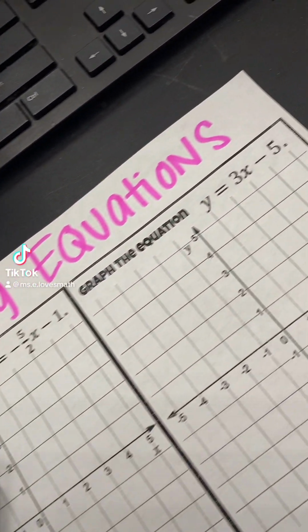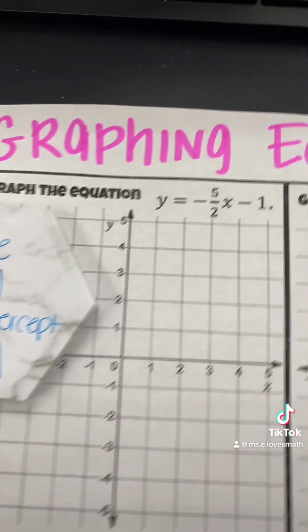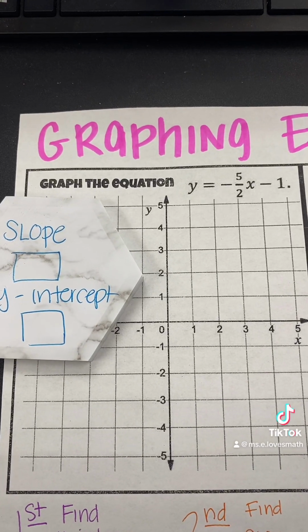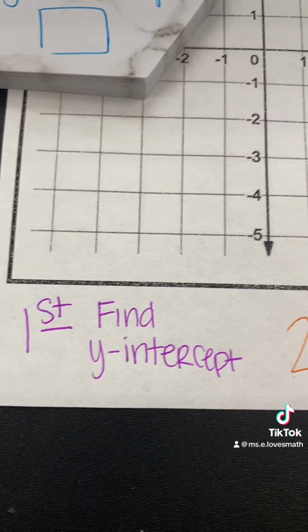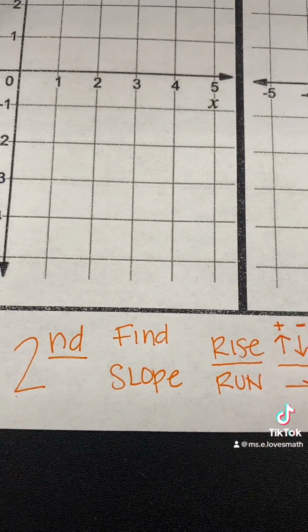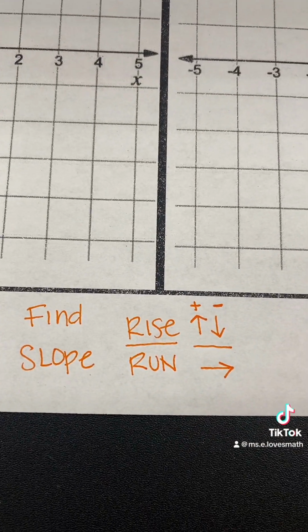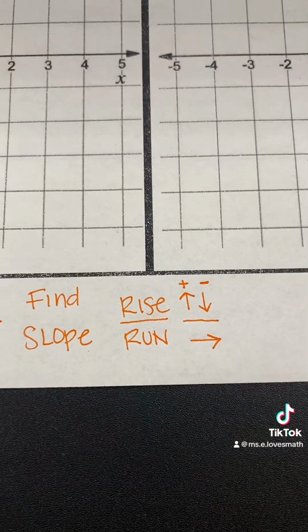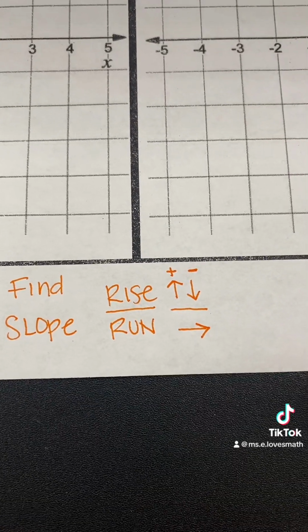Graphing equations from slope-intercept form. Let's start with this first example. Step 1, find your y-intercept. Step 2, find your slope. Use your slope, rise over run, to graph your equation.